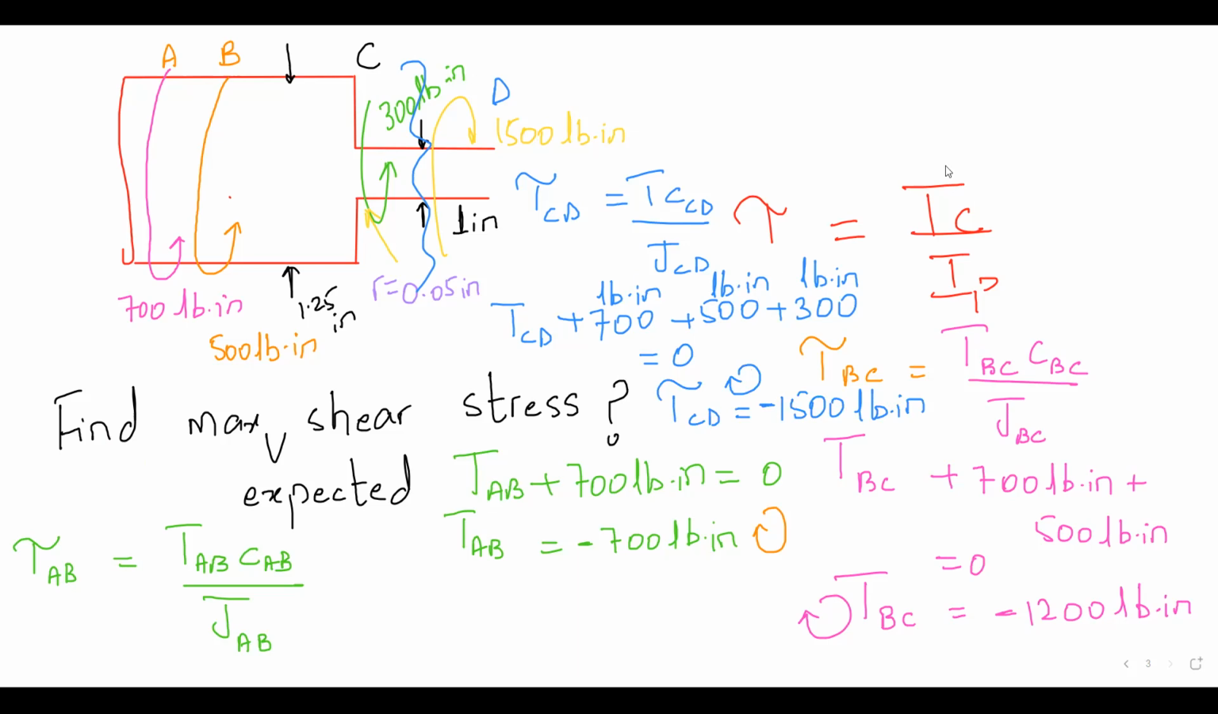Now finish this question. You will finish this question by doing the number crunching. Tau AB is equal to minus 700 pound inches multiplied by CAB, which is 1.25 inches over, and I will use a nice and beautiful purple color, JAB is pi by 2. Oh, come on. 1.25 is wrong, no? Sorry, it is 1.25 divided by 2 inches. So easy to make a mistake here. JAB is pi by 2 times 1.25 divided by 2 to the power 4, inch to the power 4. Give me the answer quickly.